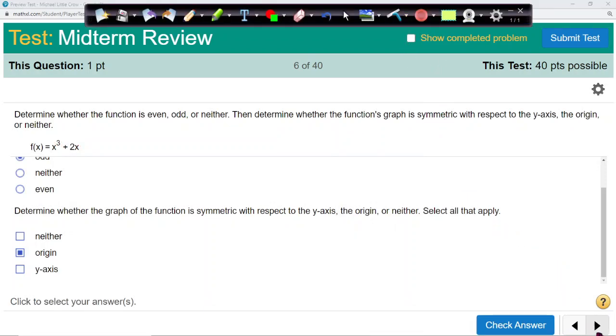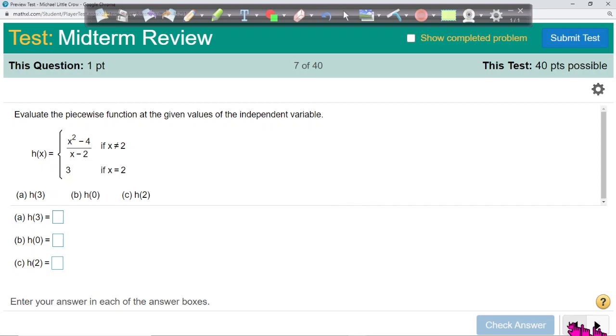Let's see, where are we? We're only to 6 so far. We'll just keep plugging away. Evaluate the piecewise function at the given values of the independent variables. So we've got these different values.